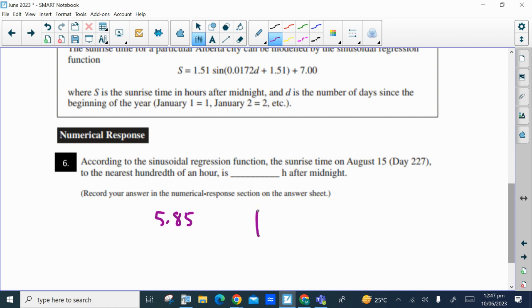And remember, there is a spot in the numerical response for a decimal. It's either in column 2 or column 3. In this case, it would be in column 2, and there's a place where you actually bubble in the decimal at the top. But there will only be a decimal in column 1 or column 2.